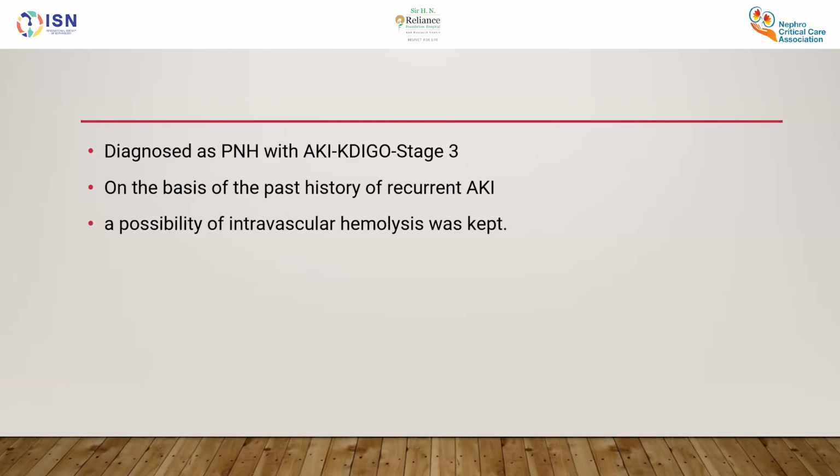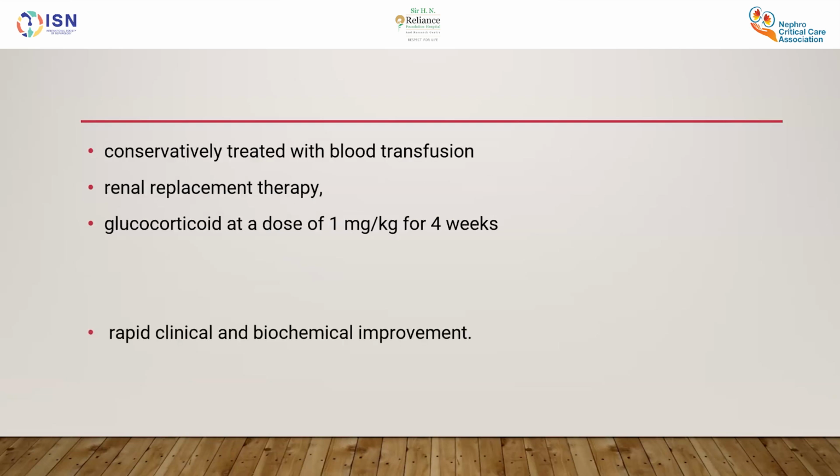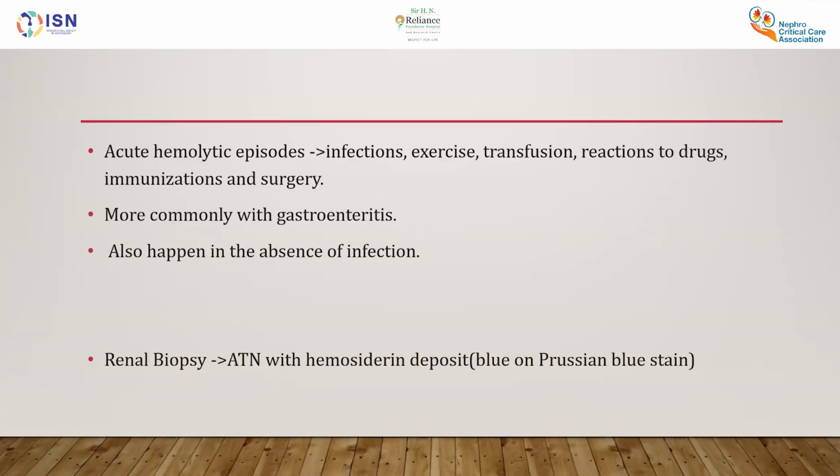This patient was managed basically conservatively with blood transfusion initially. Then patient required RRT because of oliguria and fluid overload status. Glucocorticoid trial was given, almost 1 mg per kg for 4 weeks. And after 4 weeks, there was good recovery. There was clinical and biochemical improvement. Alok, what are the... sorry, you are answering this. Please go ahead. I was asking that.